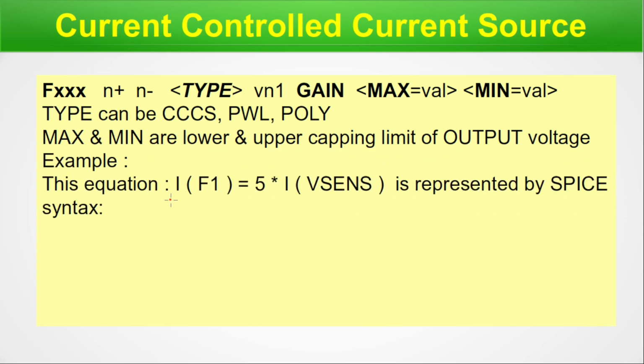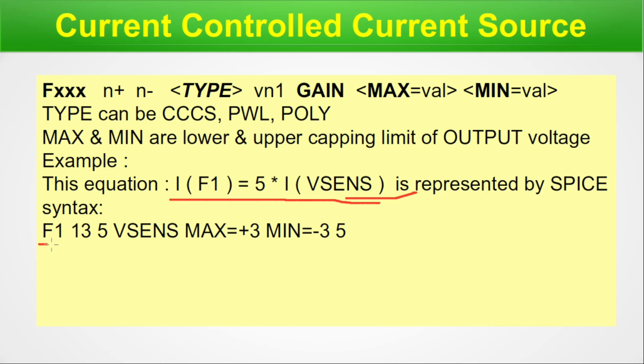Example, we have this equation, I F1 equals 5 into IVsense, represented by SPICE. So here you can see F1, which is connected between node 13 and node 5, and this is controlled by Vsense. And max and min are plus 3 and minus 3. The remaining is gain, and gain is 5 here. So you can see this 5 comes as a gain at this point.